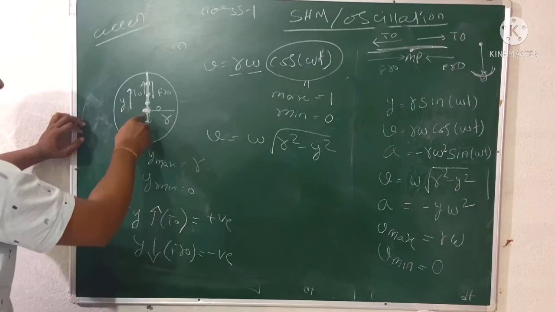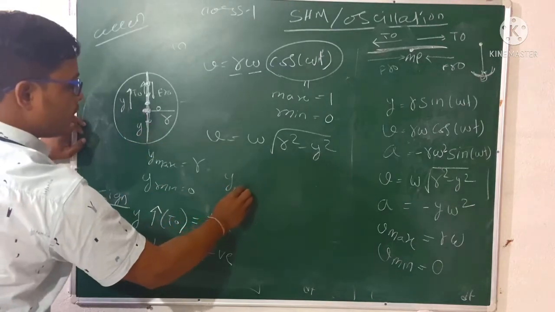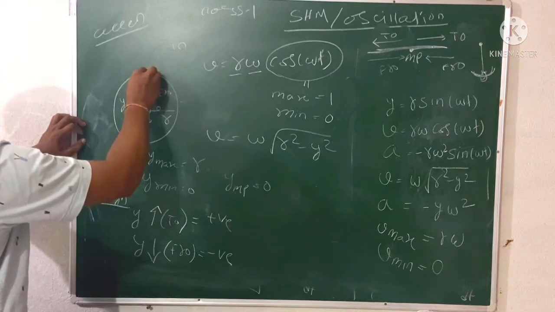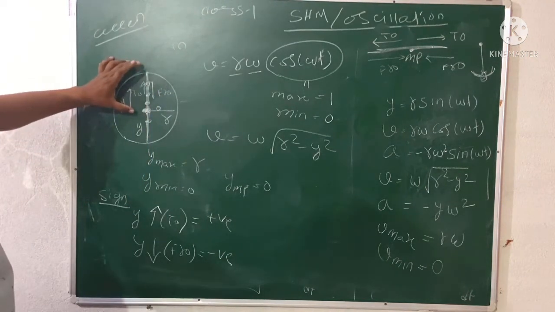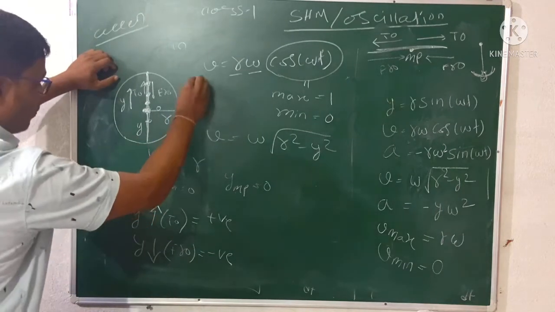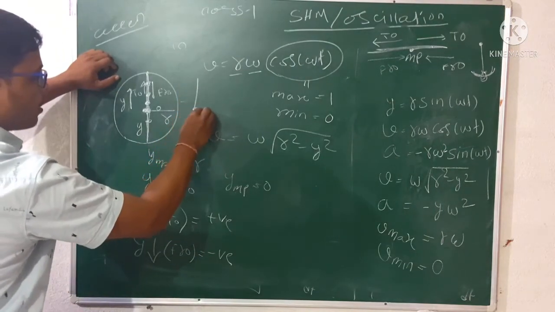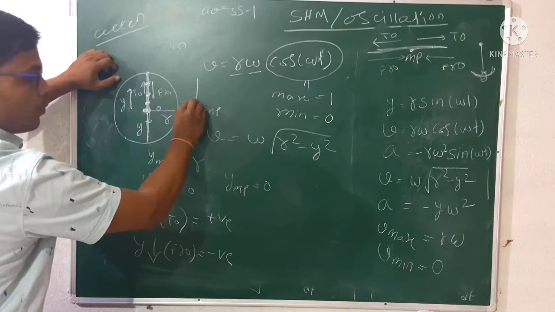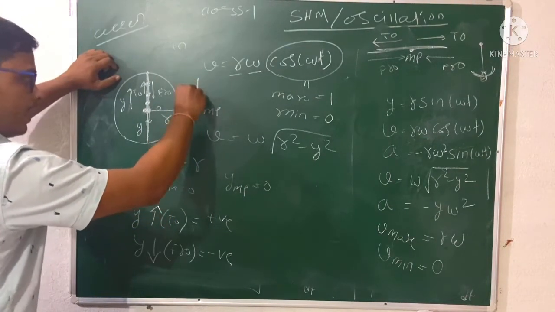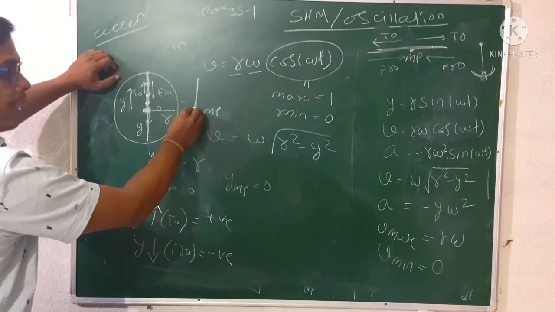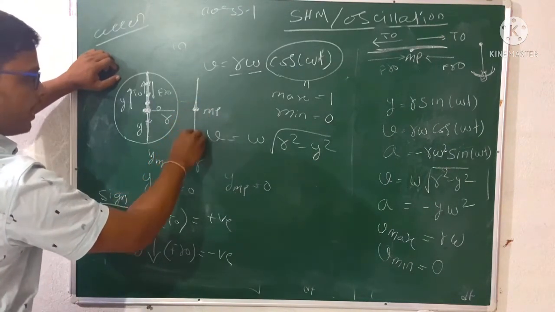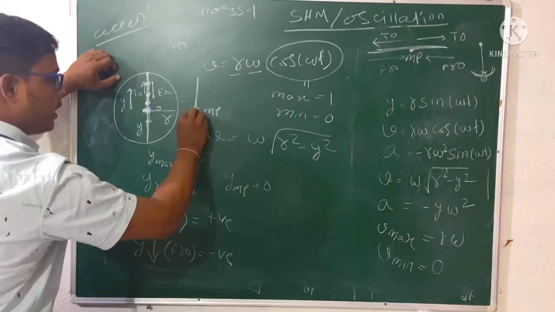What is the value at the mean position? 0. What is the value at the amplitude? Okay, so this is the amplitude, that is the maximum. Suppose this is the mean position. So here y is 1 centimeter, here y is 2 centimeter, here y is 3 centimeter. Again it is moving to the mean position, so y is 0. When it is moving to the other side, again 1 centimeter, again 2 centimeter, again 3 centimeter, then again to 0.